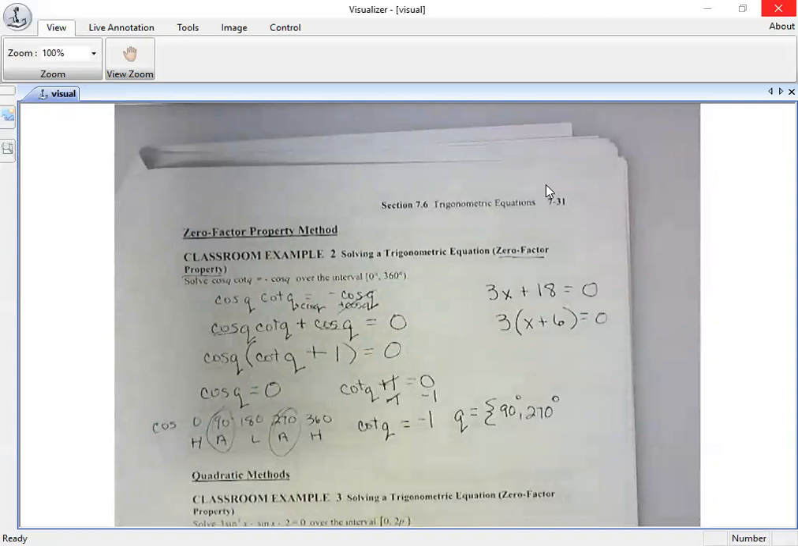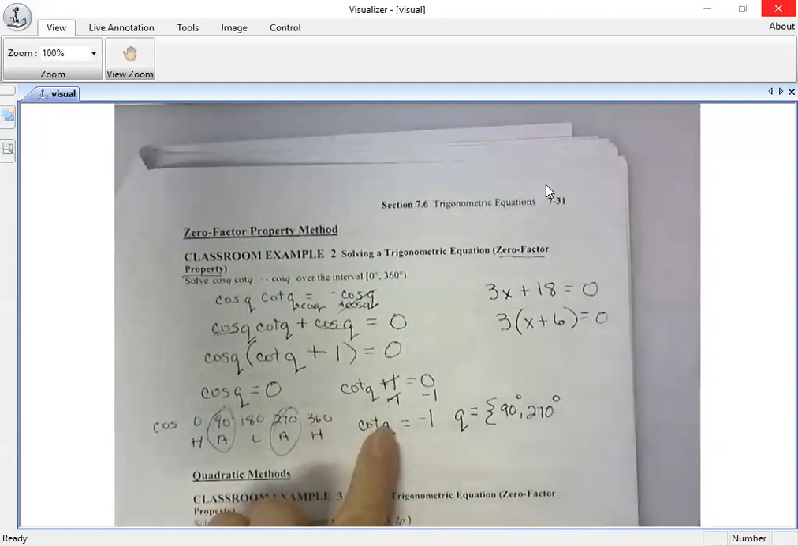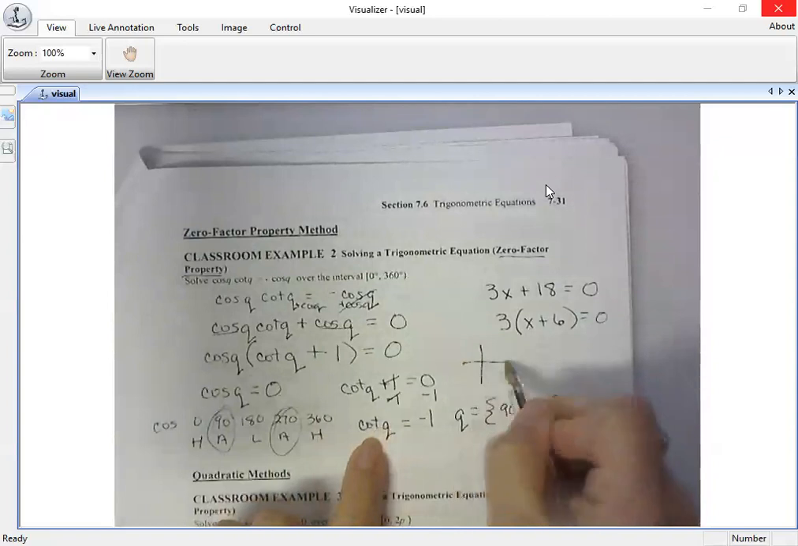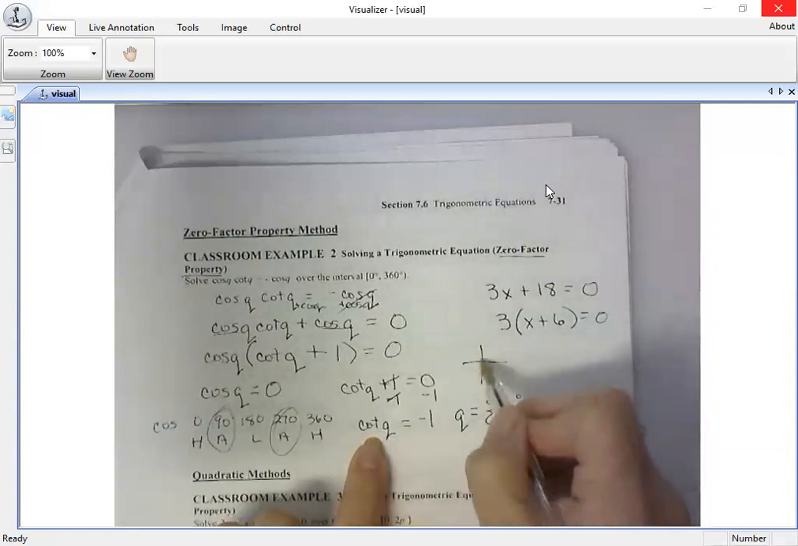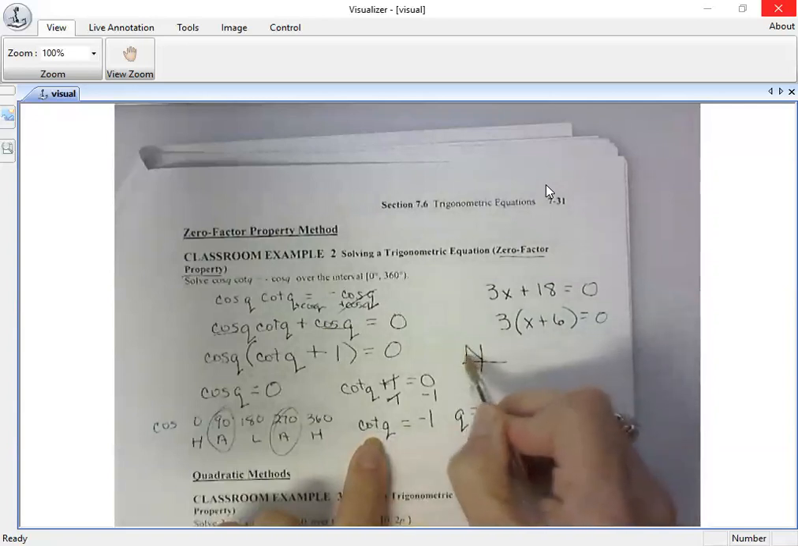Because what kind of angle gives me a cotangent ratio of 1? Either positive or negative. It comes from a 45, 45, 90, right? Now it's up to you which way you want to do this. If I think about it as using 45, 45, 90, which quadrants would cotangent be negative? 2 and 4. There you go.